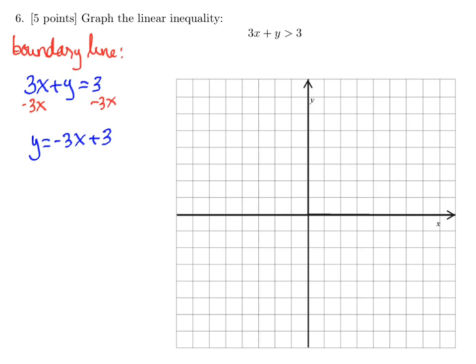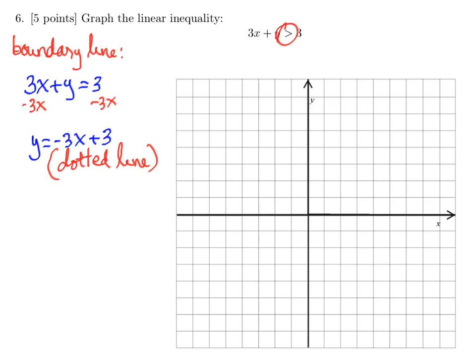And before we graph it, we have to decide if this is going to be a solid line or a dotted line. So we go back to the inequality and we see it's a strict inequality. So that means it's not greater than or equal to, it's a strict greater than. So that means that we're going to have a dotted line because we don't want to include the points that are actually on that line.